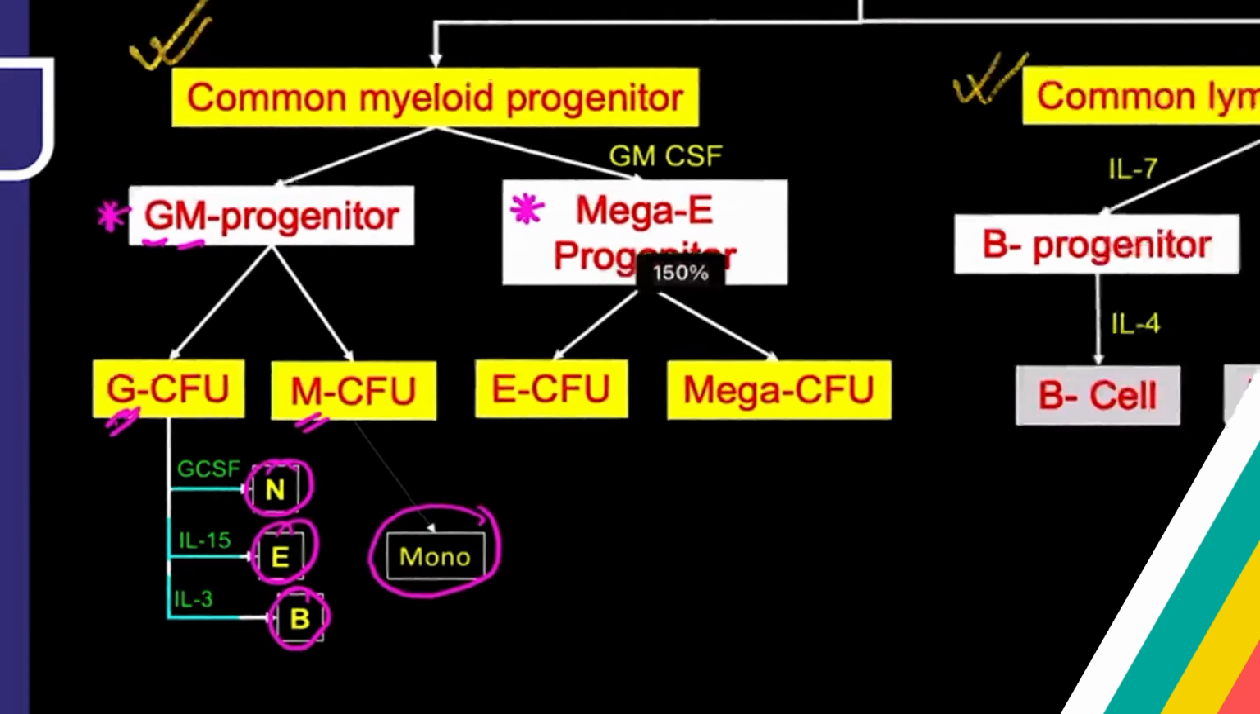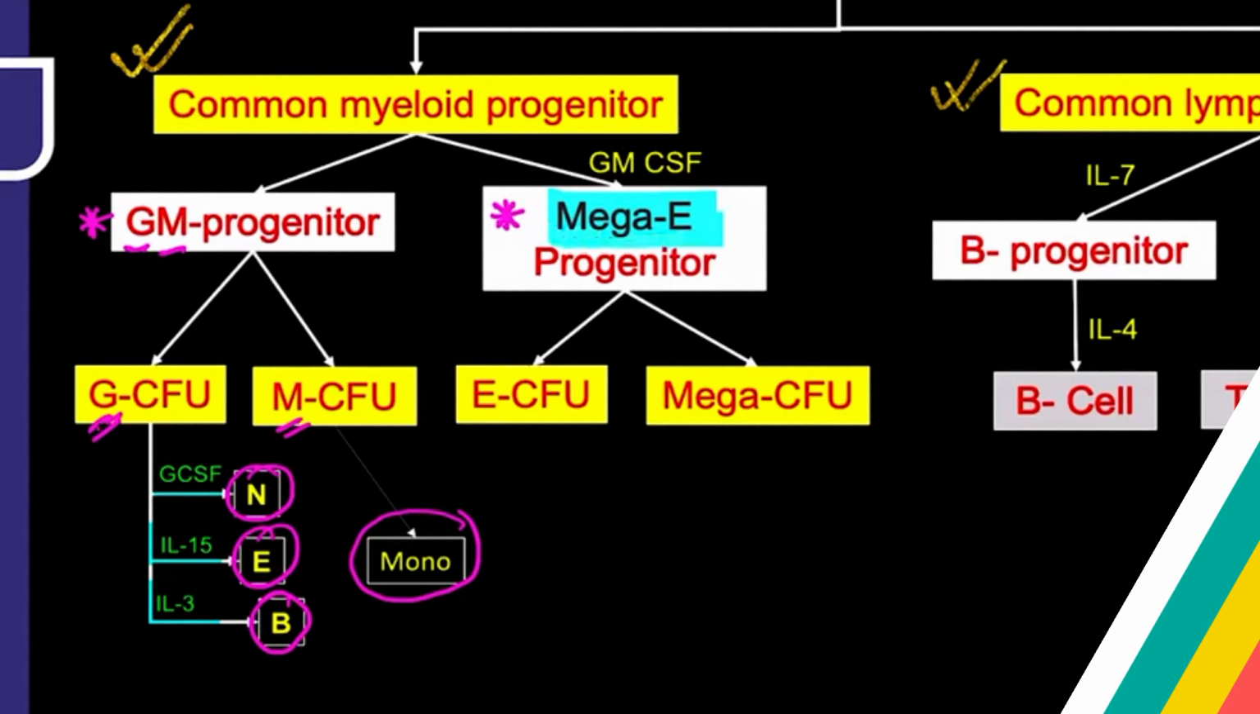On the other hand, if you look at the megakaryocyte erythroid progenitor cell, very simply, it will give rise to another two types: erythroid colony forming unit and megakaryocyte colony forming unit. Ultimately, this is going to form your RBC and this is going to form your platelet.